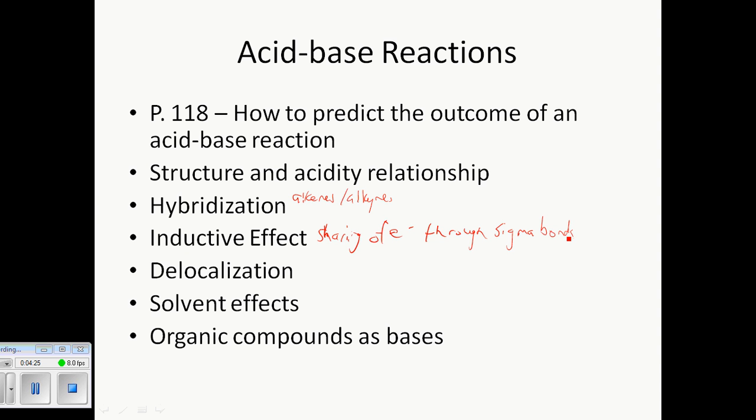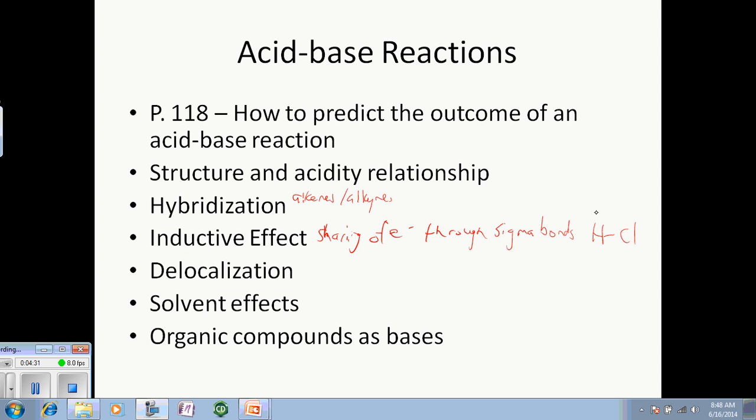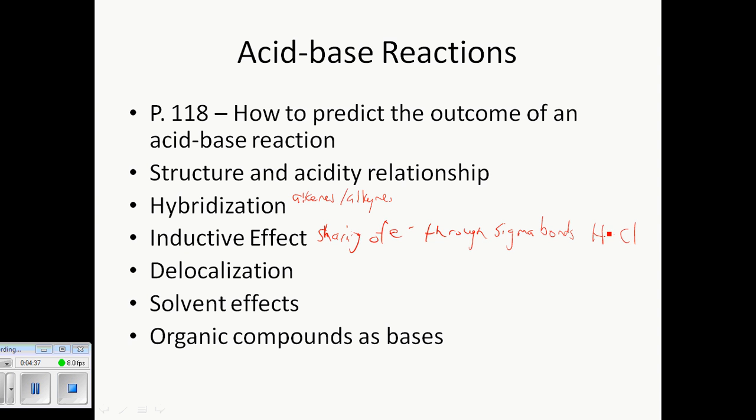So when you have one molecule, say HCl, where hydrogen has some electrons, chlorine has some electrons, and you can share, it's the sharing of these two electrons, which is the inductive effect. And then there's also delocalization. So delocalization has to do with the movement of electrons through the pi system.